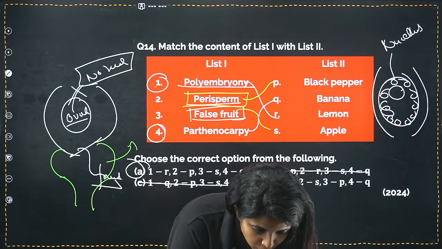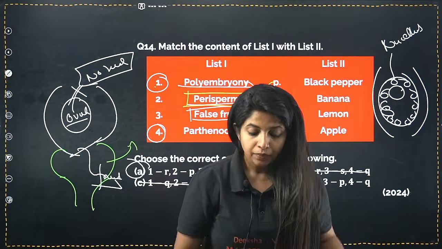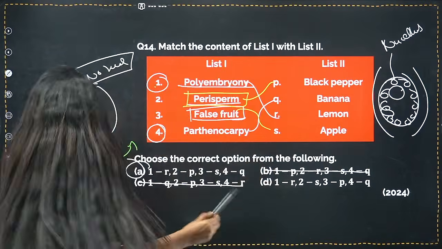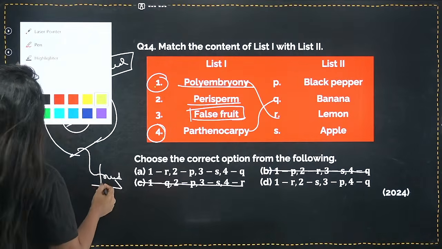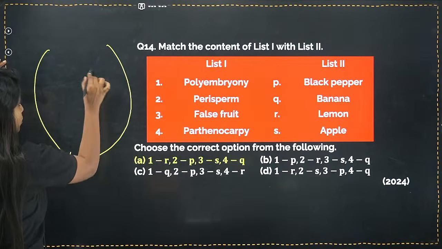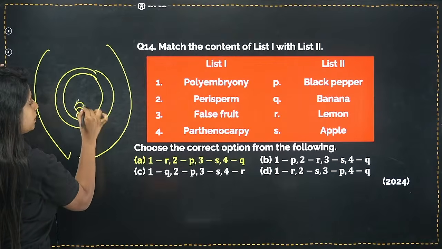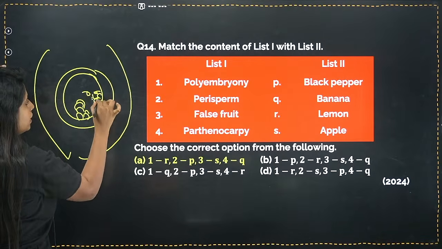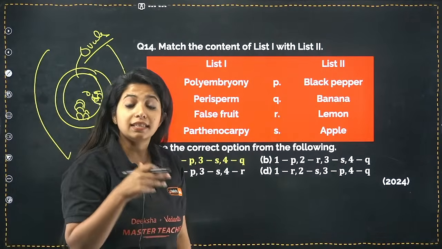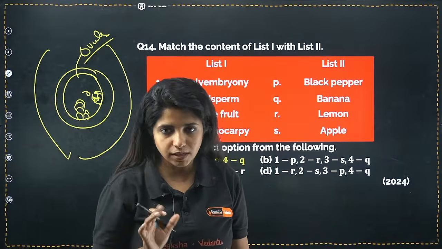What is the difference between polyembryony and parthenocarpy? Listen to me very carefully. You have the ovule. Inside the ovule, you have the embryo sac. When I say that multiple embryos are being made in the ovule, this is known as polyembryony. This is usually found in the case of citrus plants.